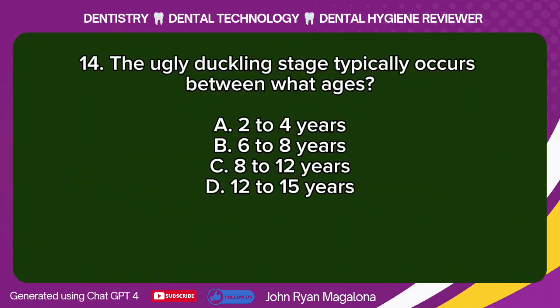14. The ugly duckling stage typically occurs between what ages? A. 2 to 4 years. B. 6 to 8 years. C. 8 to 12 years. D. 12 to 15 years. Answer: C. 8 to 12 years.